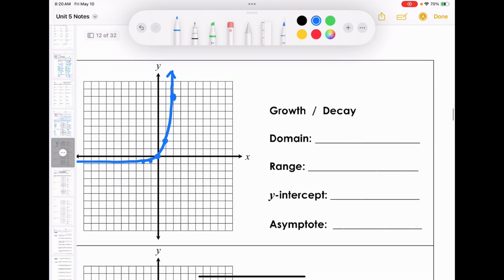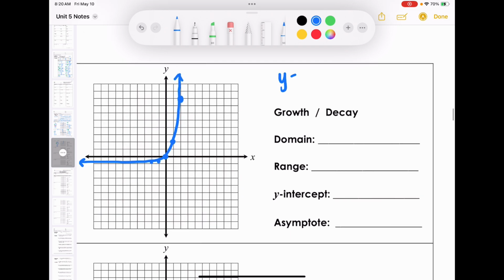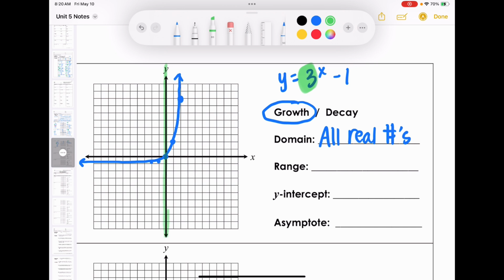So now, going to the key features, we have y equals 3^x minus 1. Whatever number sits with x tells us if it's growth or decay. So our number is 3. It's bigger than 1, so that tells me that it's a growth. My domain is all real numbers. Then my range is my y values. If you look, our y values never go below this value right here, which is -1. So y is greater than -1.